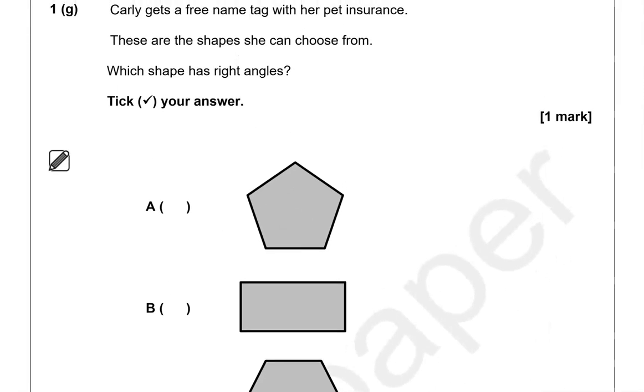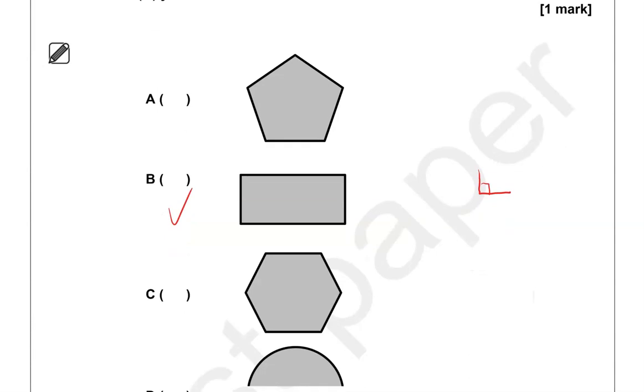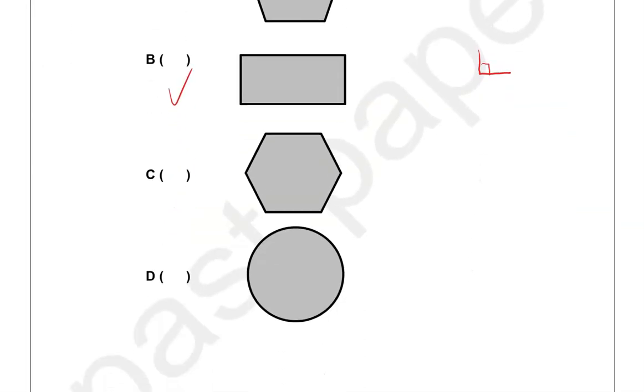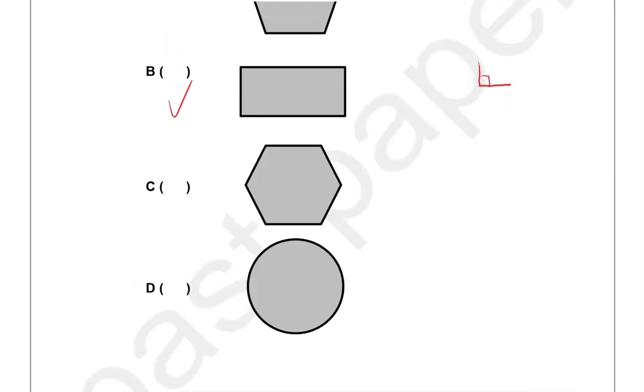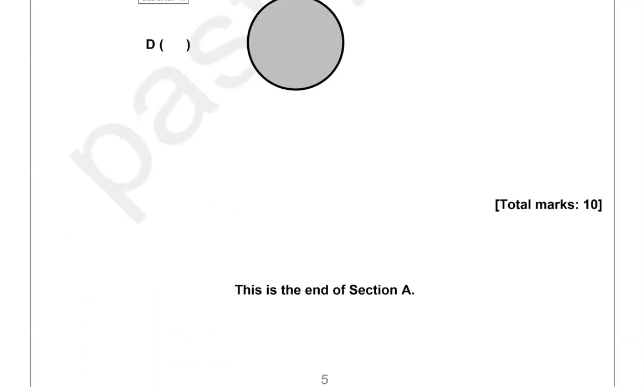Kylie gets a free name tag with her pet insurance. These are the shapes she can choose from. Which shape has right angles? Tick your answer. So right angles look like this. This shape has right angles, the rectangle, so shape B, and the rest of them don't have any. So only shape B should be ticked.